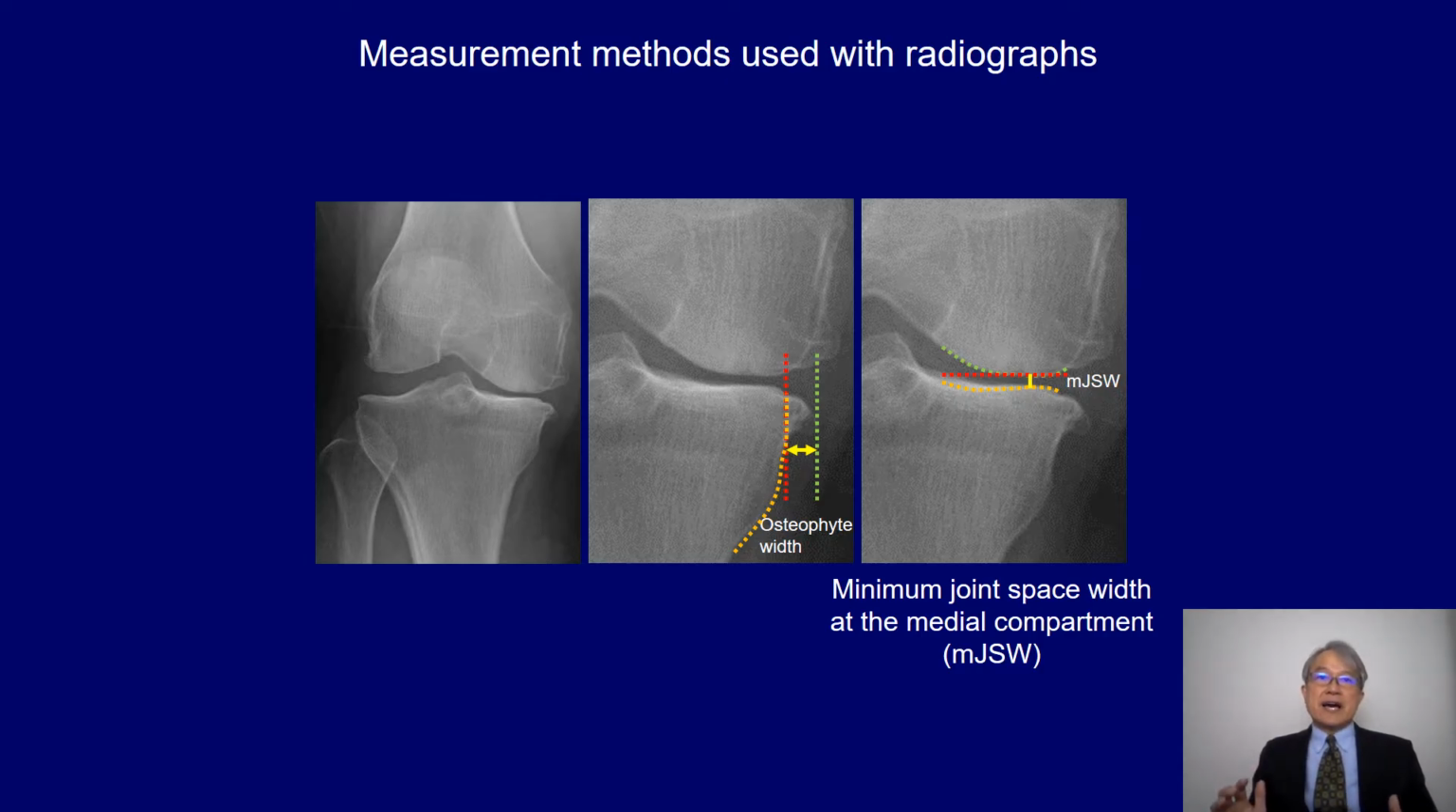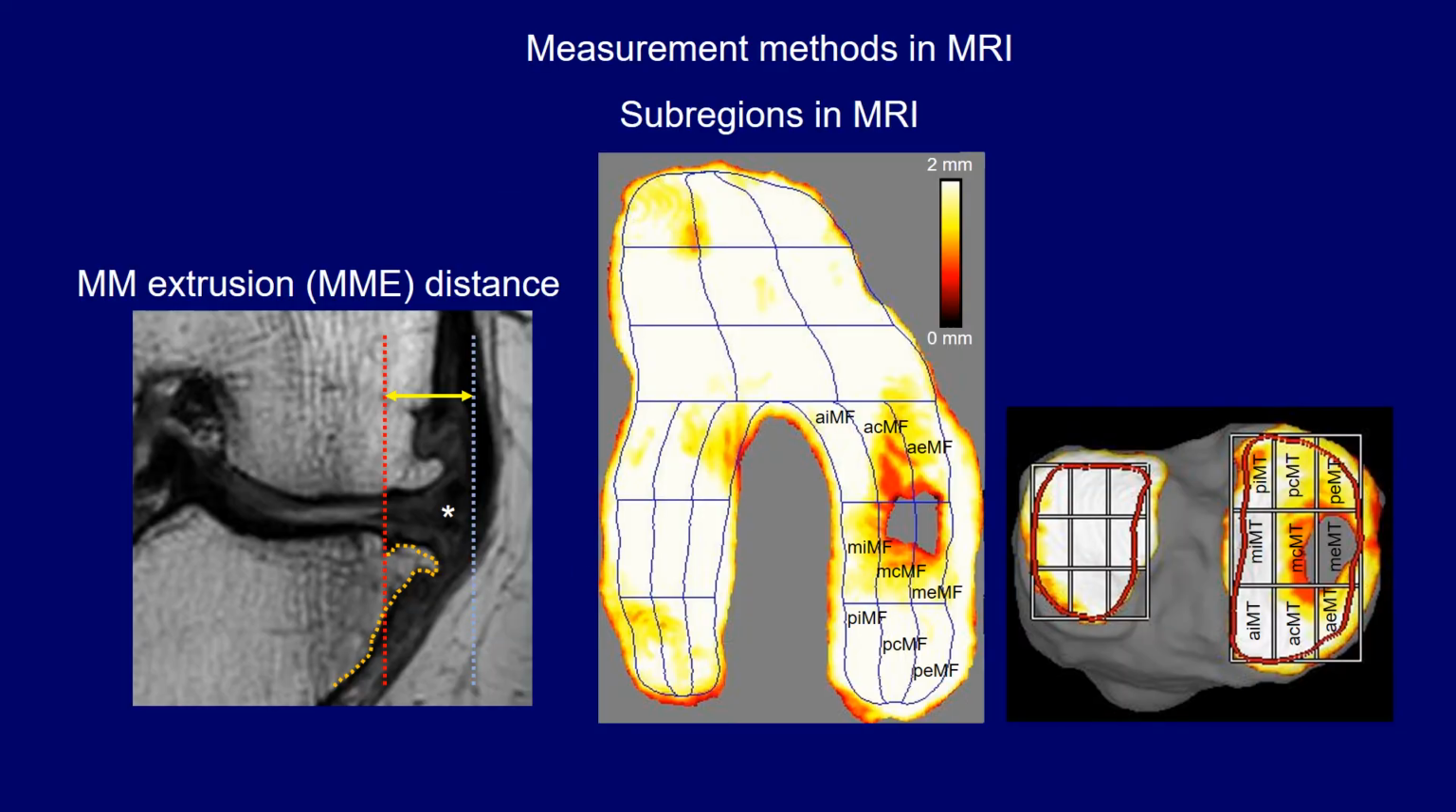Osteophyte width and minimum joint space width at the medial compartment were measured from a radiograph. Medial meniscus extrusion distance was measured from 2D MRI images. Medial regions at the femoral and tibial cartilage were divided into 9 subregions, and average cartilage thickness in each subregion was automatically obtained.